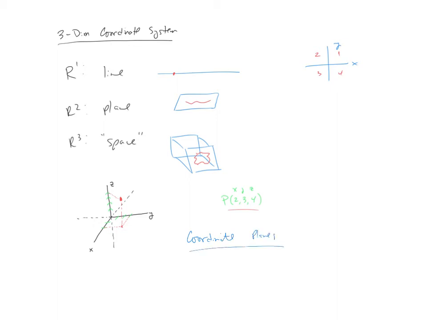Now, there's 3 of them. There's the case where Z is 0, the case where Y is 0, and the case where X is 0. When Z is 0, that just chops off all of this, leaving us with just the XY plane. When y is 0, it chops off all of this, leaving us with the xz plane. And as you can imagine, when x is 0, that's going to leave us with the yz plane.